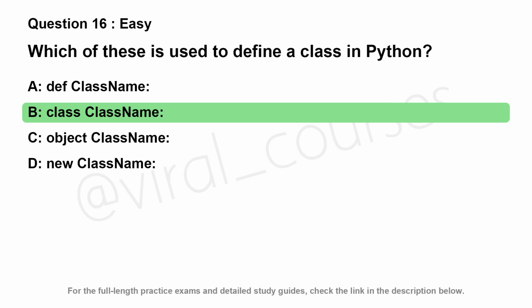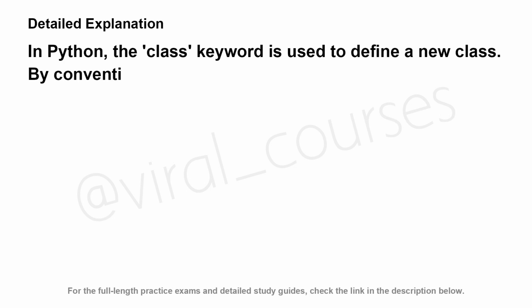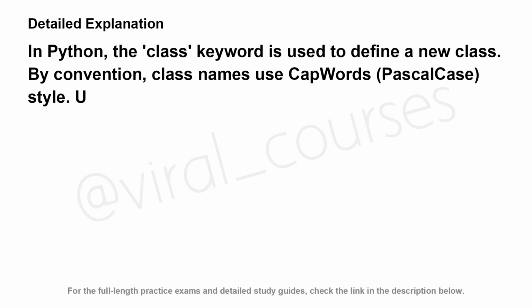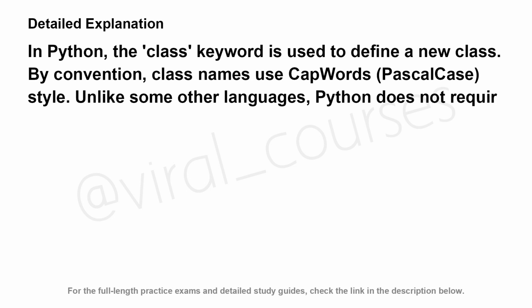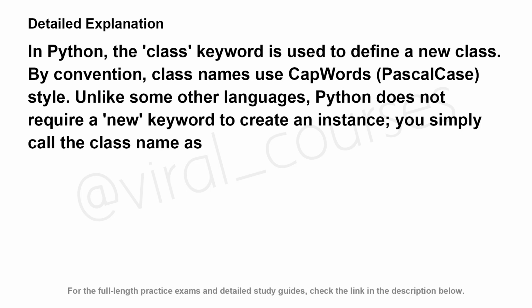The correct answer is B. In Python, the class keyword is used to define a new class. By convention, class names use CapWords, or Pascal case, style. Unlike some other languages, Python does not require a new keyword to create an instance. You simply call the class name as if it were a function.